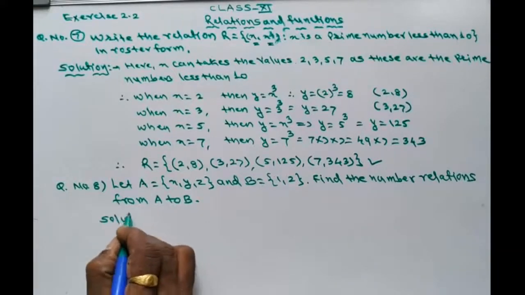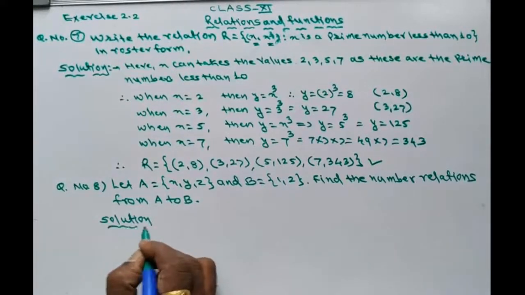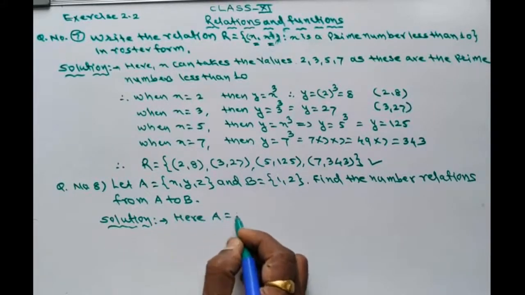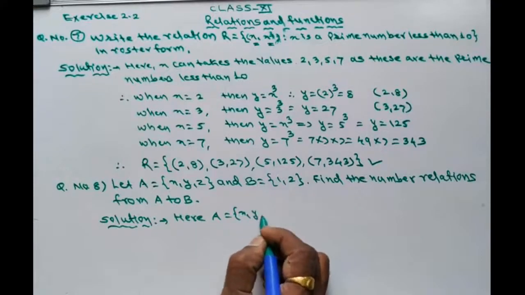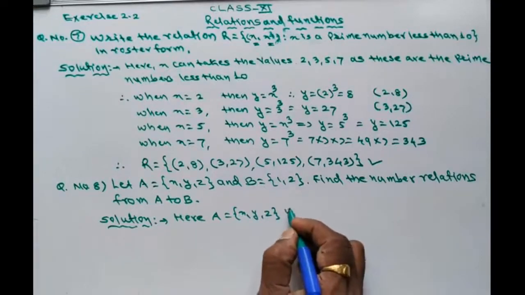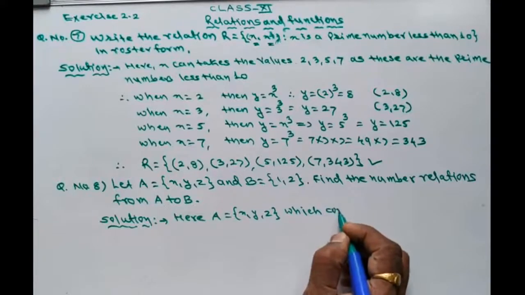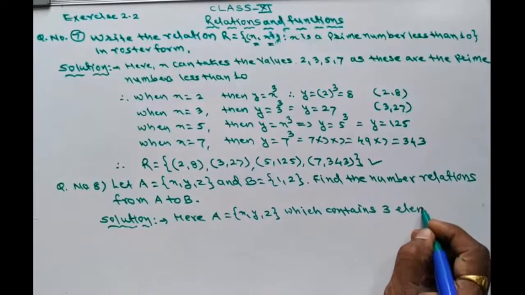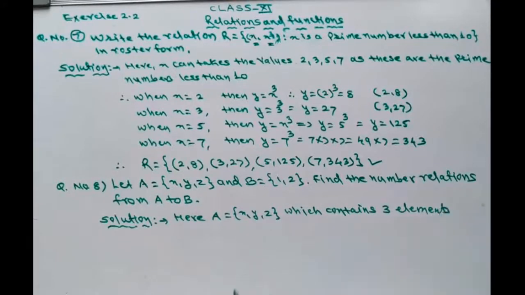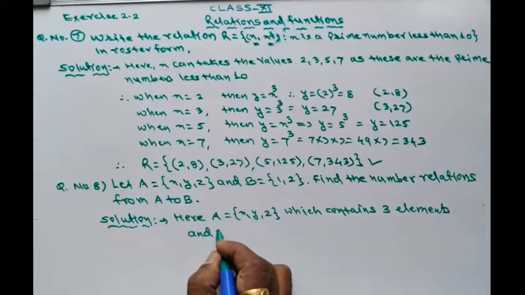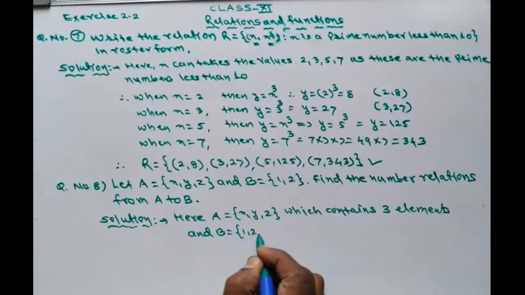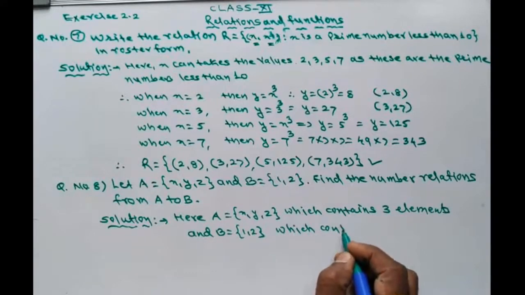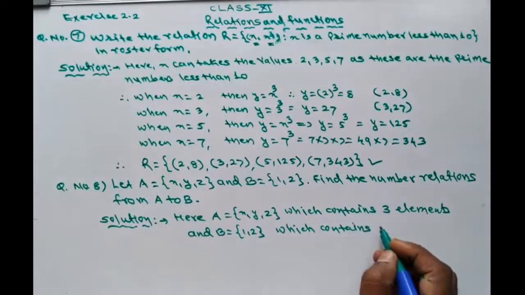Solution. Here capital A equals to x, y, z, which contains 3 elements, and capital B equals to 1, 2. Okay, so which contains two elements.